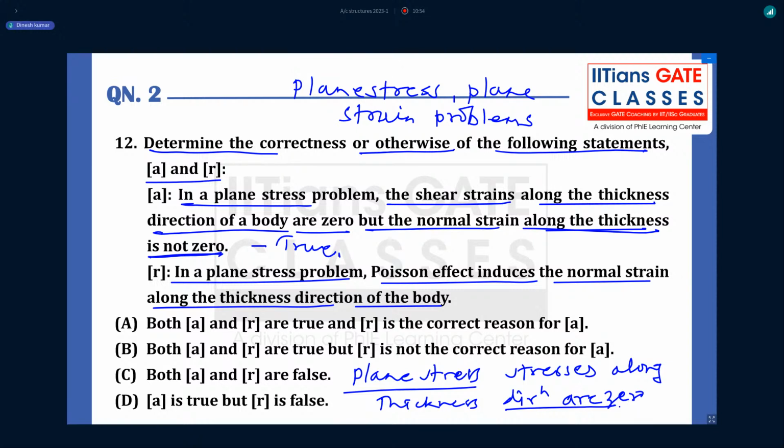Statement R is also true or false? Reply quickly. It's also true, right? So you can read both A and R are true, and R is the correct reason for A. So I think option A is the only correct one. The other options say A and R are true but R is not the correct reason for A; both A and R are false; and A is true, R is false. So what is the answer? Let me do a quick poll.